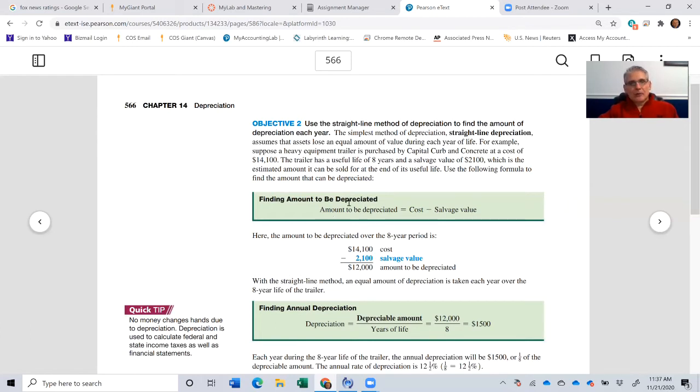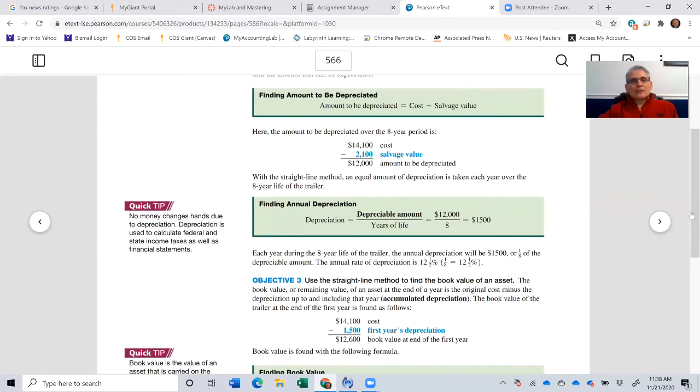And then we take that amount and we simply divide it up evenly for the number of years we're going to be using it. So let's say, as an example here, we have a $14,100 cost of a trailer. Looks like it has a useful life of 8 years, but we also have an estimated salvage value of $2,100. So to compute the amount to be depreciated, we're going to take $14,100, the cost, minus the salvage value. Well, we determined that the salvage value is $2,100. And we're going to get $12,000. That is the amount to be depreciated.